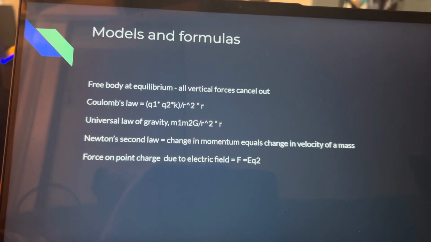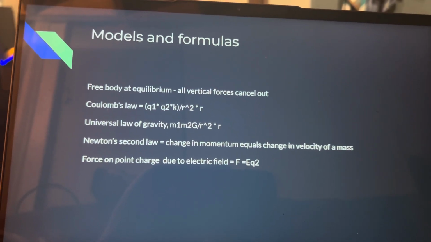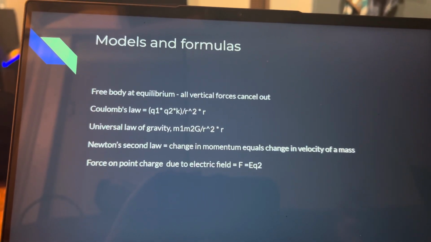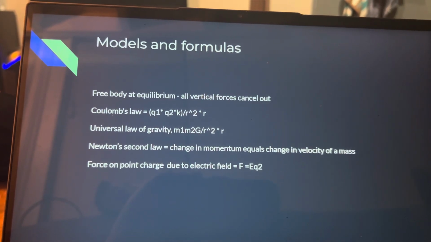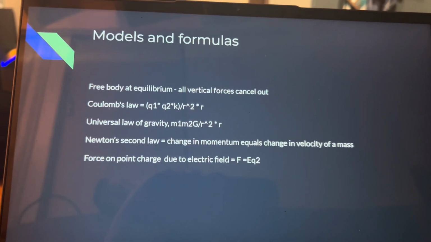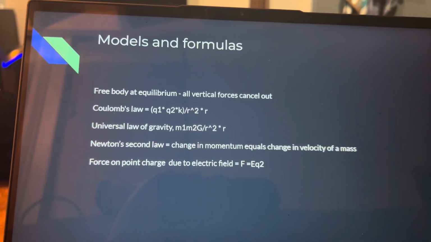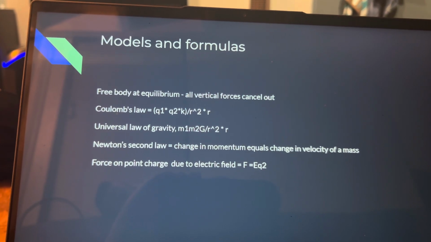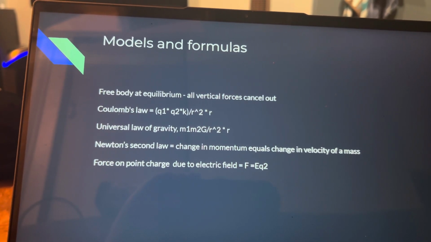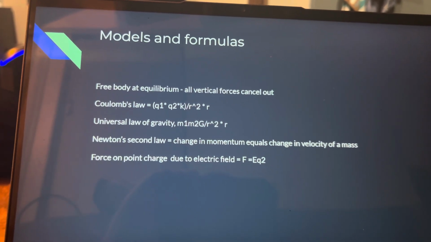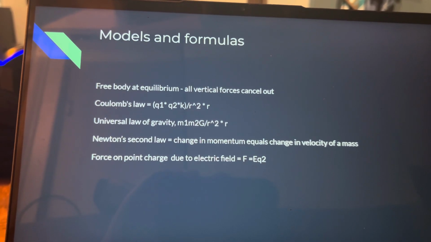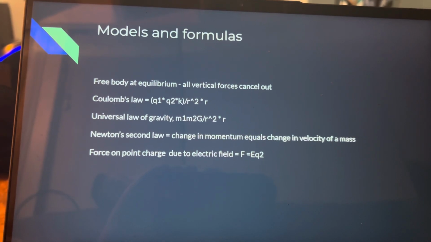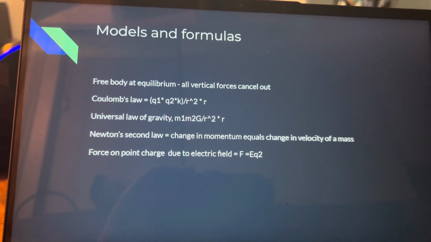Now, the models and the formulas that were important for this experiment include the free body at equilibrium, which explains why the piece of tape is at rest between the forces of gravity and Coulomb's law. Coulomb's law is of course the product of two charges and Coulomb's constant over the distance squared times the unit vector, as well as the universal law of gravity, which follows a similar formula between two masses, with a constant, divided by the distance squared times the unit vector.